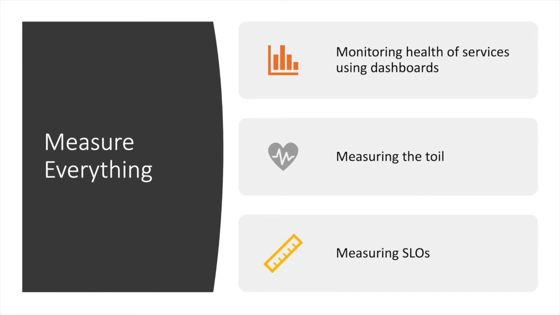The last one is measure everything. SREs also monitor the health of the services using dashboards, metrics, graphs. We also measure the toil, because as I told, the amount of toil is capped at 50%, and the amount of engineering work is also capped at 50%. So we need to keep on monitoring toil quarter by quarter. And as I talked about SLOs, the availability numbers, we also need to measure these. Then only you will know whether we are breaching this or not. So basically using metrics, dashboards, and alerting, we try to monitor everything.